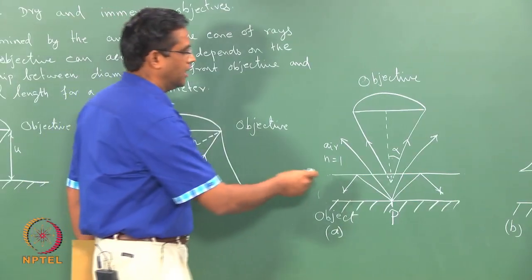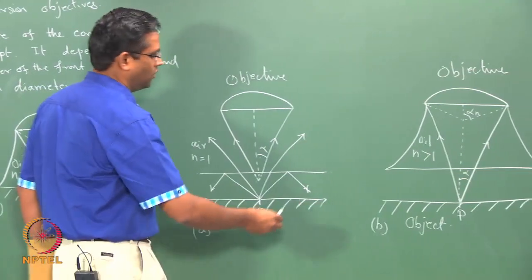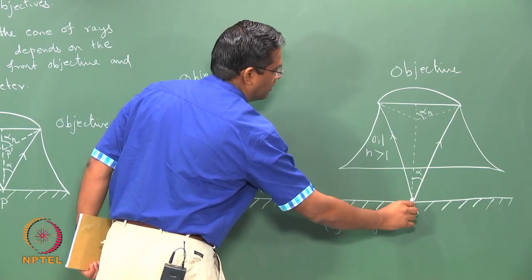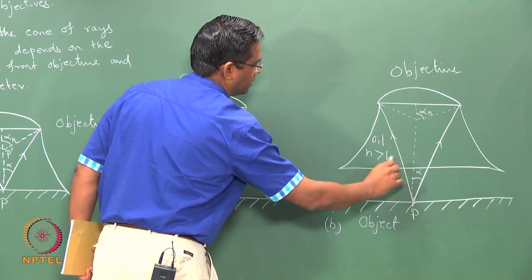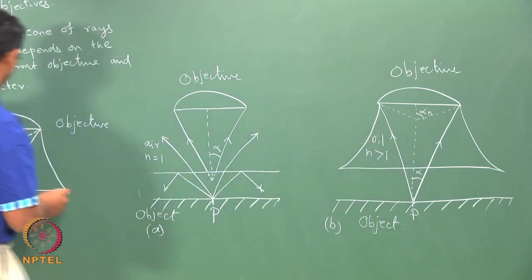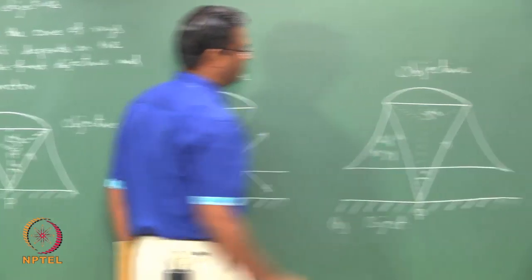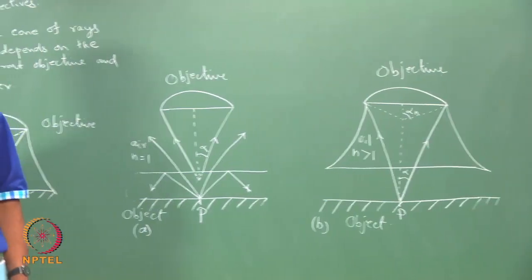And if you look at the same thing with an oil immersion, almost all the rays which are coming from this region get collected. The similar effect what you see here will be felt here. So your light grasping power is enhanced.